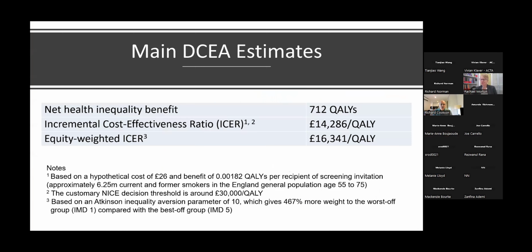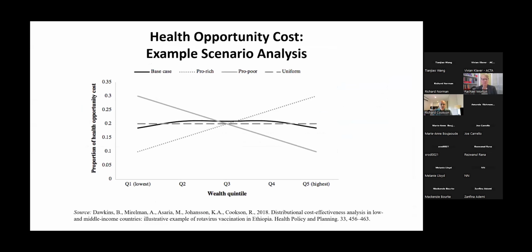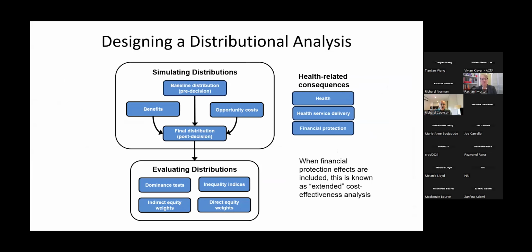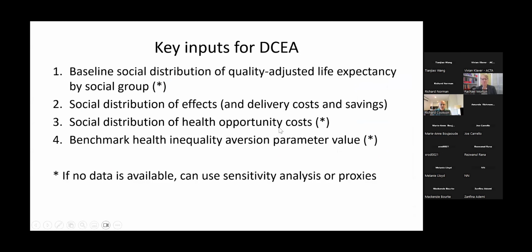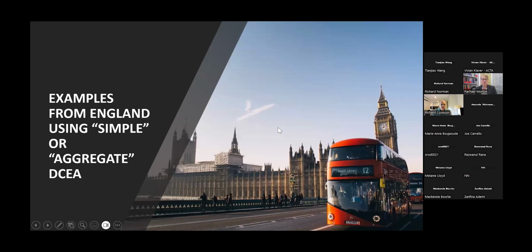Brilliant. So back to where I was. There are steps in doing the analysis. You start with the baseline distribution, then you estimate the benefits and the costs, you put them together, and then you produce your distribution of net health benefits, and then you do various indices, weights, all that. So let me just show you, this is a sensitivity around opportunity cost. That's fairly straightforward. Let me just show you some numbers here.